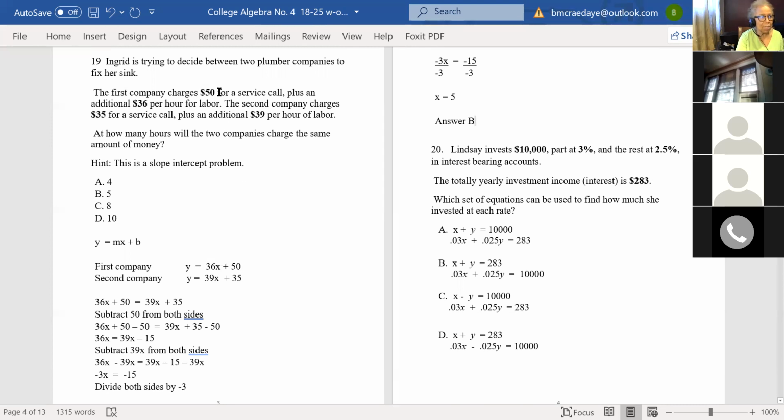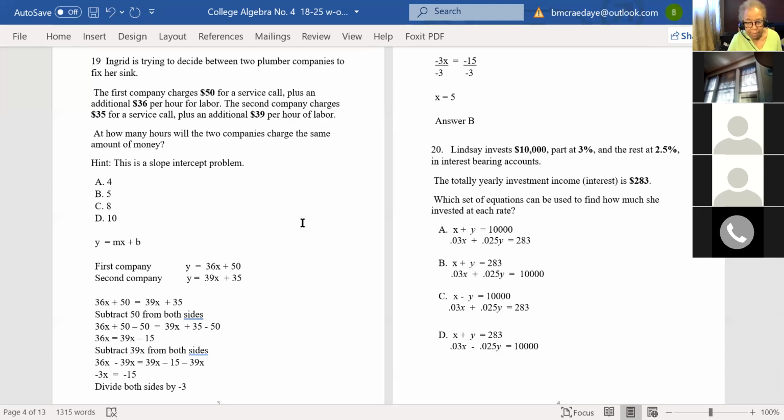Your fixed is like what they charge right up front. That's the service call. And this is the way it works with plumbers, or a lot of the people that do this kind of labor work. They say, okay, we'll give you an estimate. It's going to cost you $40. And if we do the work, the $40 will go towards the work. If we don't, you pay the $40, which is why some people usually don't get a lot of estimates, because they've got to pay for them. Okay, so this person got 2 companies and they want to know at what point will they charge the same amount of money. All right.